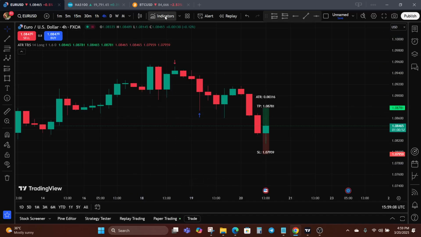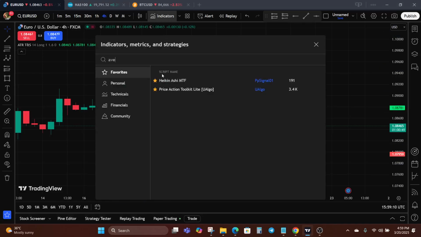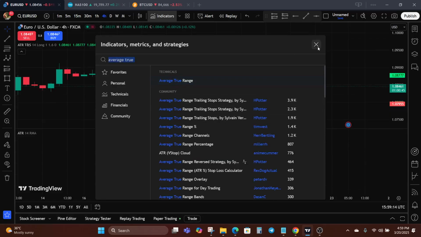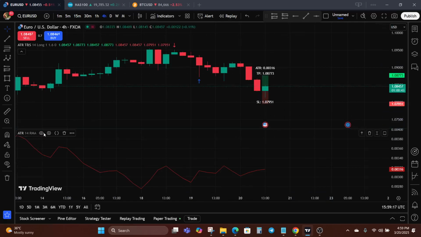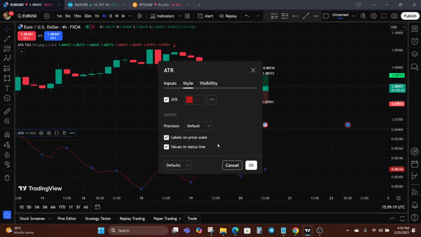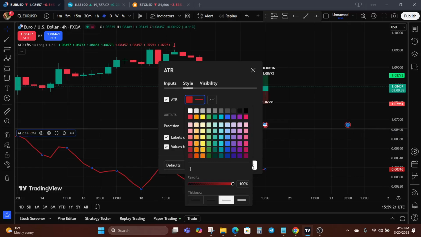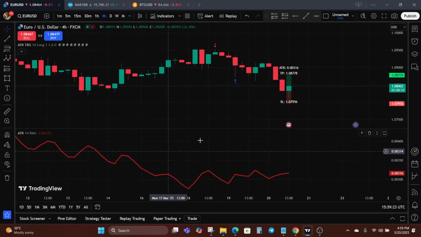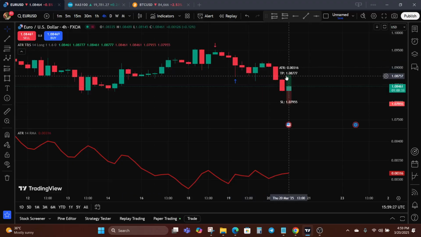Now, the average true range indicator, you're going to see that this is also called ATR. This is actually the average true range indicator. And then you can see that this is also an ATR indicator that gives us take profit and stop loss levels. You can see this is ATR.